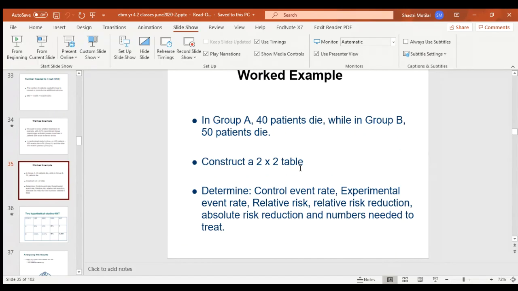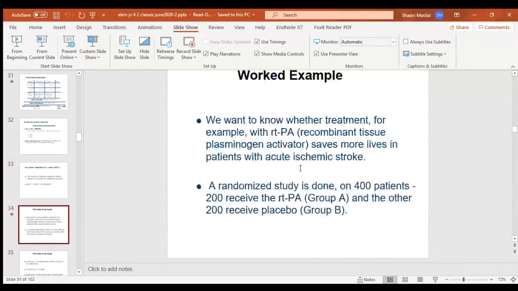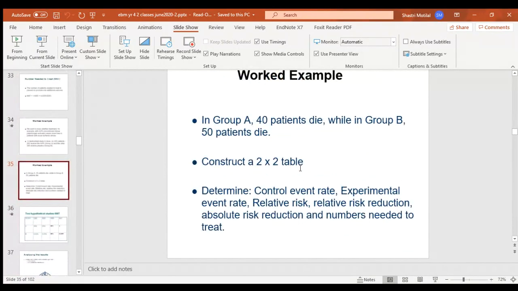What I want you all to do is, on your own, on a piece of paper or however is easy for you, construct the 2 by 2 table, which is really this table, with all the calculations. You could refer to the PowerPoint presentation if you have it open on your device. I want you to work out the control event rate, the experimental event rate, the relative risk reduction, the absolute risk reduction, and the number needed to treat.